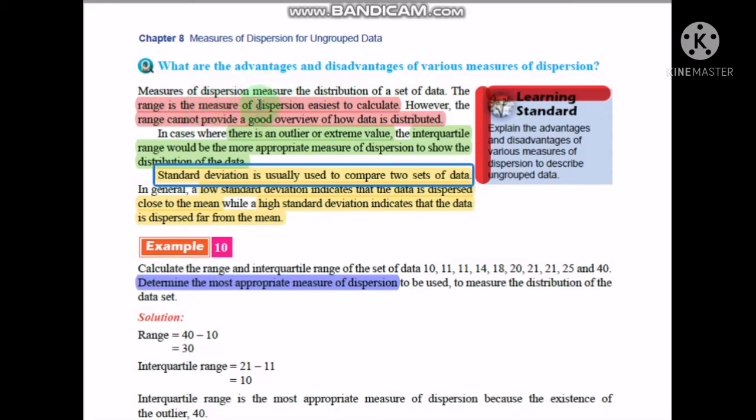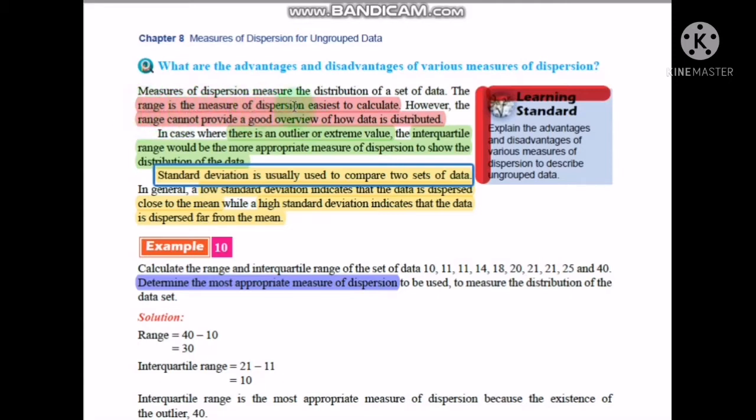Okay, but before that, to recall your previous lesson, you already know there are a few types of measures of dispersion. There are four types: the first one is range, the second one is interquartile range, the third one is variance, and the last one is standard deviation. So, what are the advantages and disadvantages of these four types of measures of dispersion? In this learning objective, we are going to learn them. Okay, let's look at the first one, range.